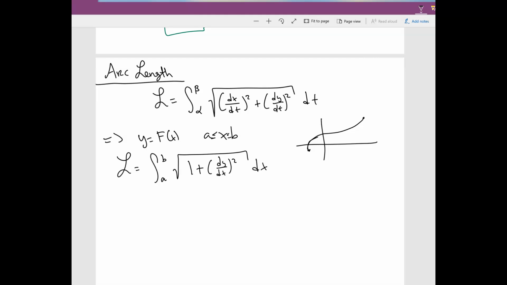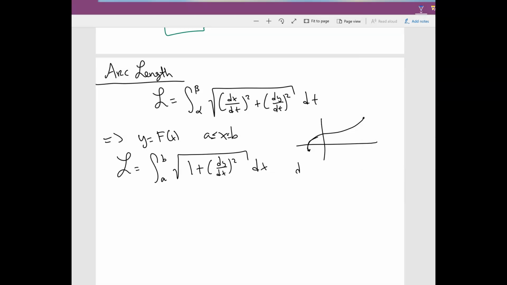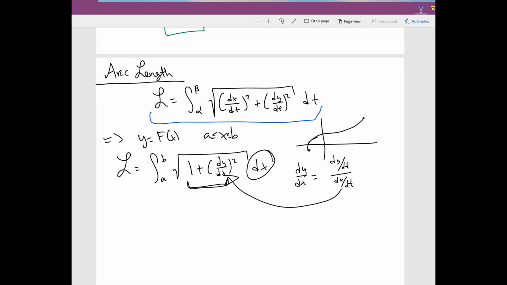Okay, so to derive this formula, I won't derive the whole thing, but basically all you've got to do is take this dy over dx, and we know that this is just dy over dt divided by dx over dt. So what you want to do is plug that guy in there. Find the common denominator between these two, change your dx into a dt, and you will see that you get this particular answer. That's basically all it is.